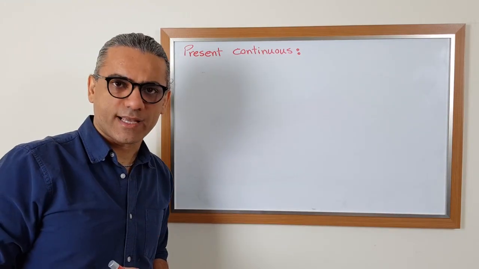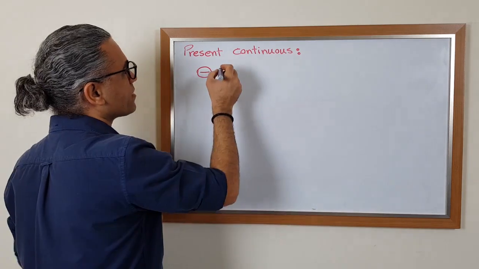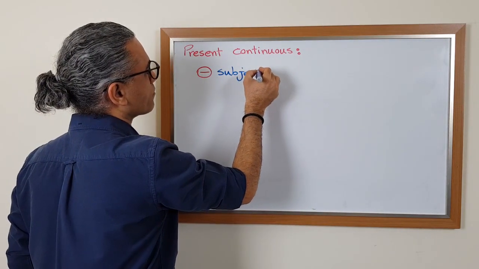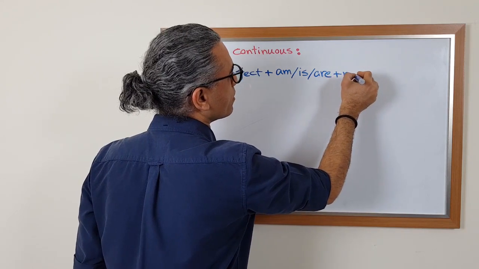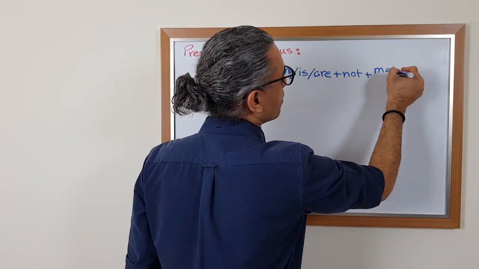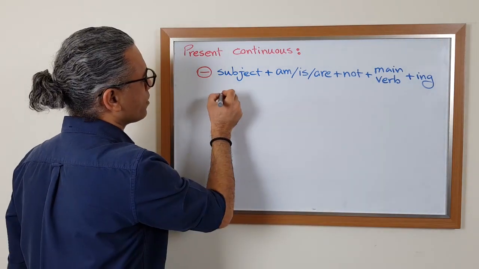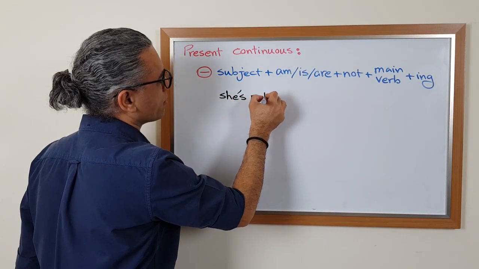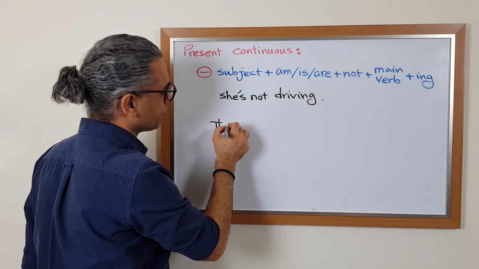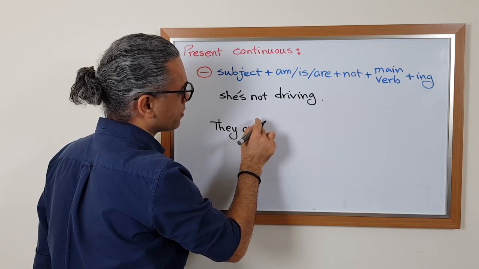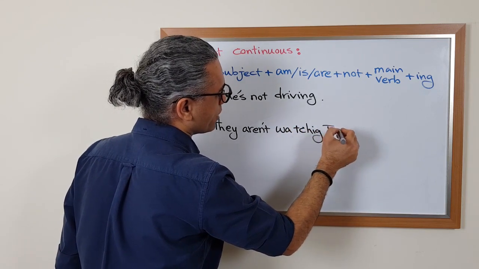Now let's see how a negative sentence is written in present continuous tense. For a negative sentence, we have subject plus am, is, or are plus not plus main verb plus ing. Example. She is not driving, or they aren't watching TV.